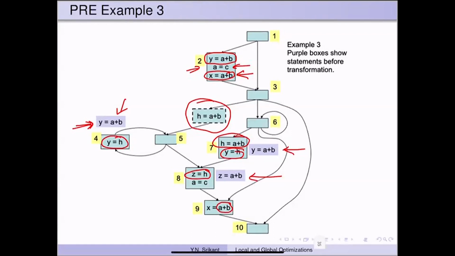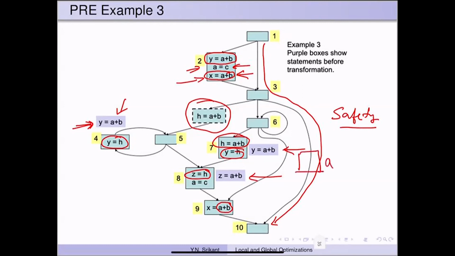See, there is a small problem with respect to this a plus b, and that is related to what is known as safety. So there is one path here in which there is no computation of a plus b, right? So introducing a new computation of a plus b here is called an unsafe transformation. And this is the reason why we are not able to actually replace this x equal to a plus b and utilize it. In the next example, I will show you when it is possible.